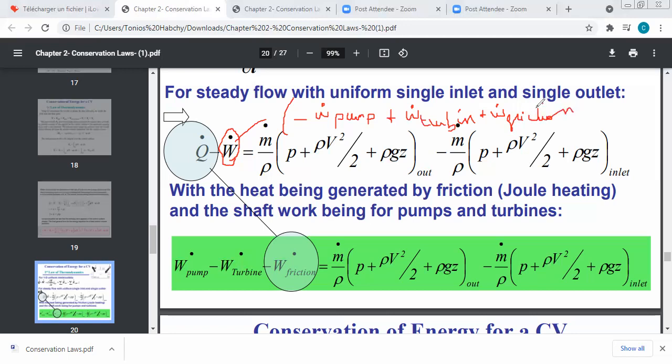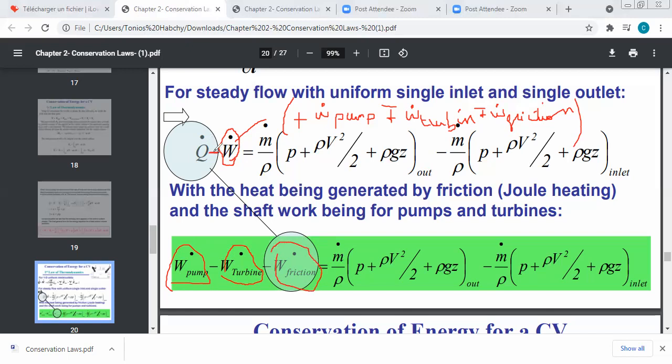So now, don't forget that you have a minus outside. Okay, so if you take the minus into consideration, you will obtain plus W dot pump minus W dot turbine minus W dot friction. All of these are absolute values. W pump, W turbine, and W friction are in absolute value, and the sign will tell you if we should subtract or add it.